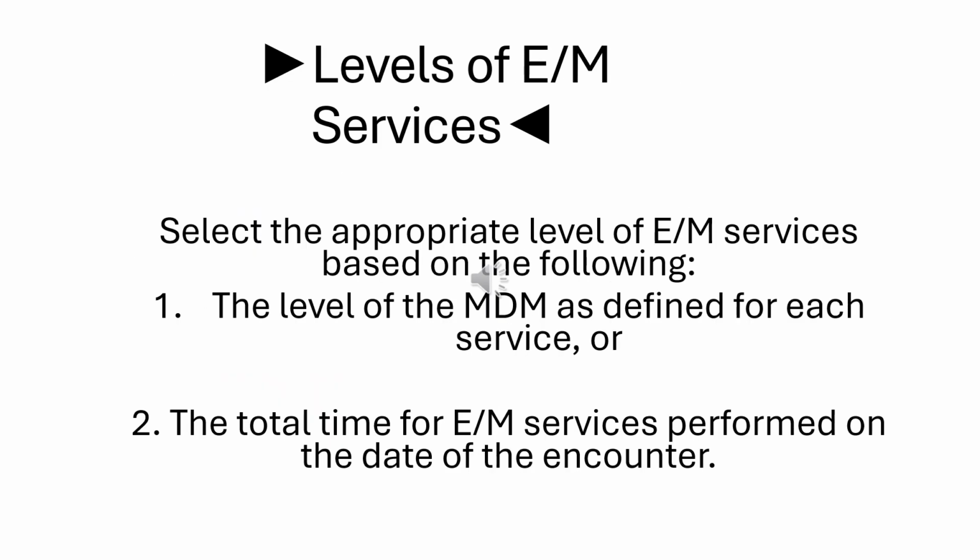So the level of E&M services, the appropriate level for E&M services based on the following. So there are two types of levels we need to check to select the appropriate CPT codes for the E&M category. This E&M category has different sets of codes based on the levels. The first one is the level of the MDM as defined for each service. And the second one is the total time for the E&M service performed on the date of the encounter.